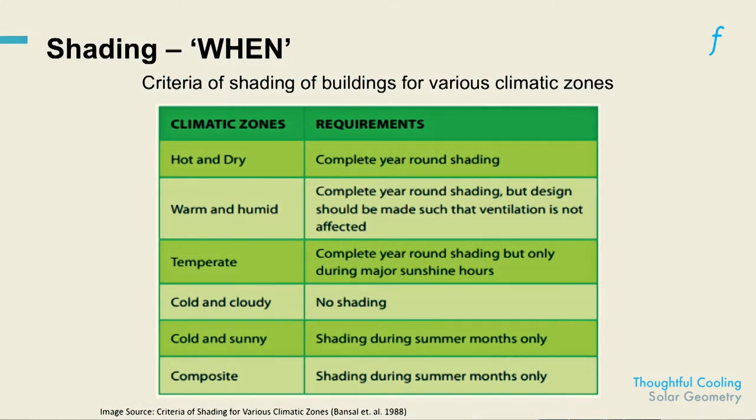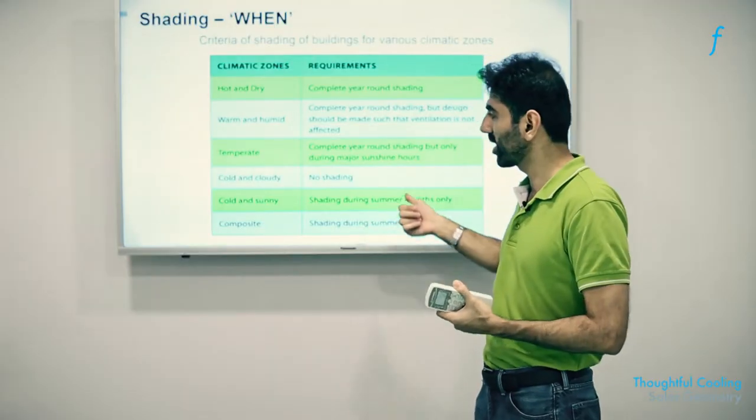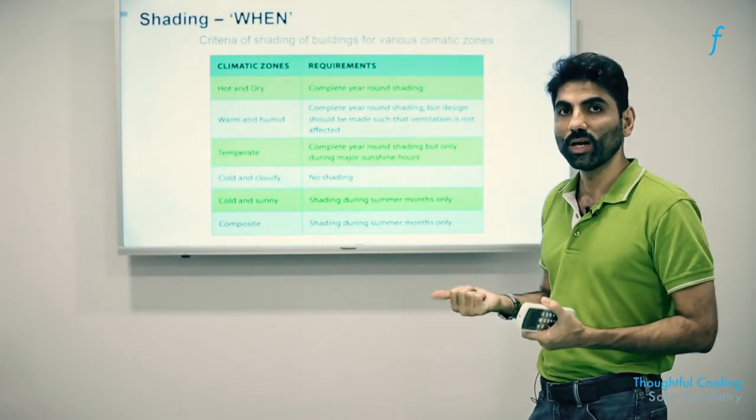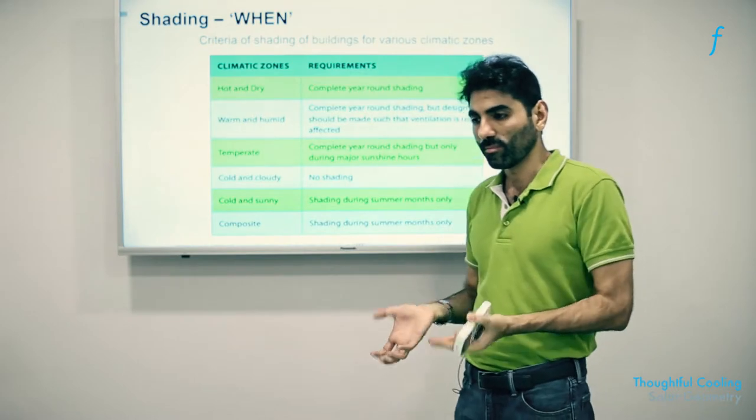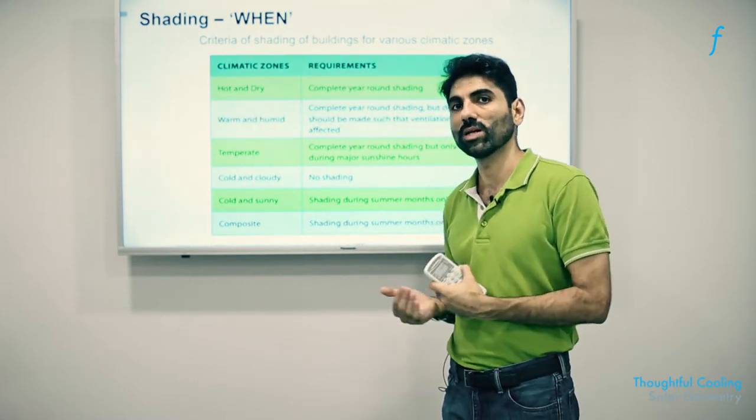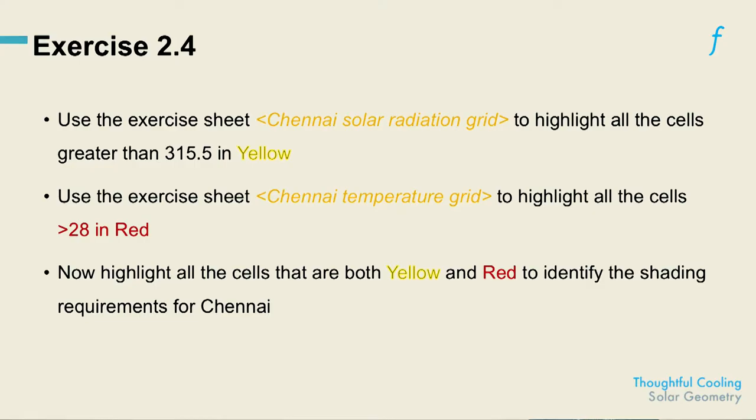All right, so before we do that, here is a simple design guideline which indicates shading requirements as a function of climatic zones. However, this is not granular enough to really be used as a design tool. What we're going to do next is far more effective in terms of providing a real answer that can be used in building design. All right, so let's move to that exercise.